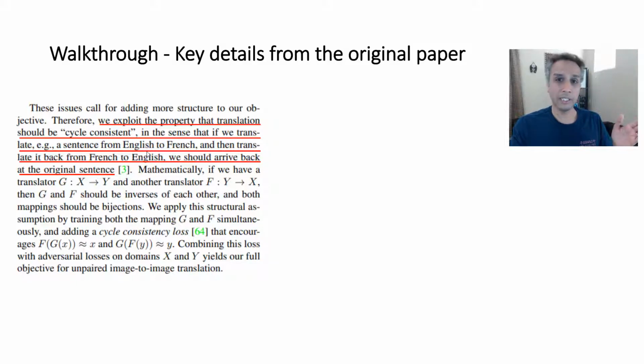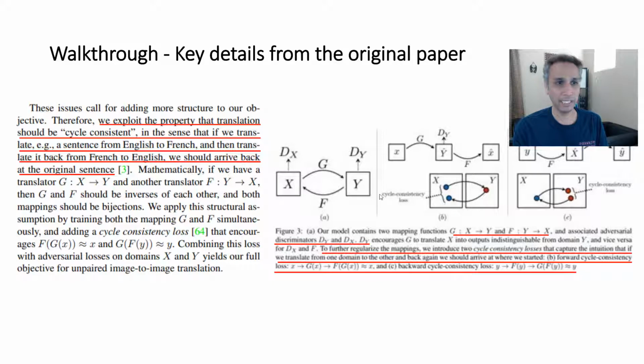When you translate something from English to French and then from French to English, the statement that you get at the end should be identical to the statement that actually went in, right? So English to French and French to English, it should arrive back at the original sentence. So you take a Monet image, convert that to a photo, and take a photo and convert back to a Monet image. So these two images should be consistent. That's what cycle consistency is, and they explain that using a figure.